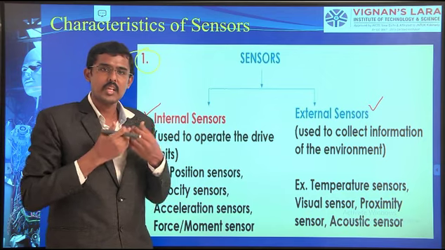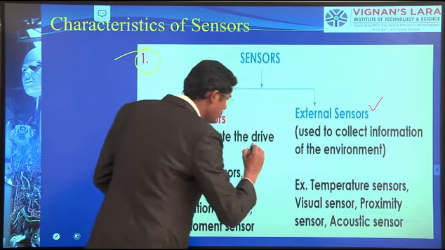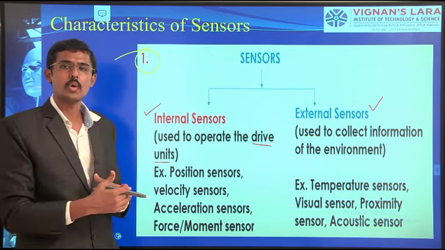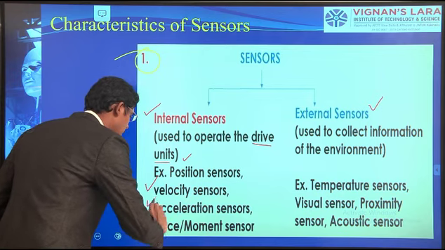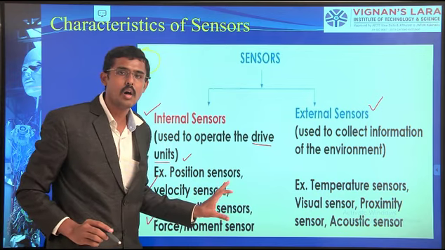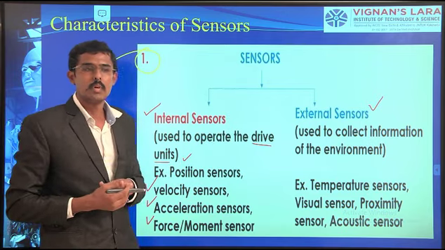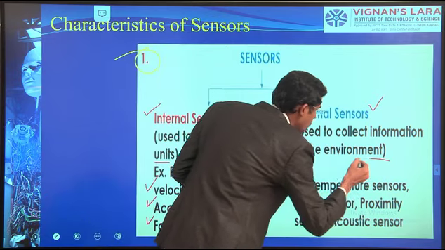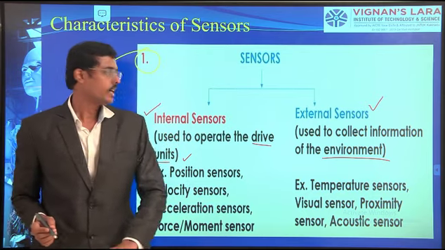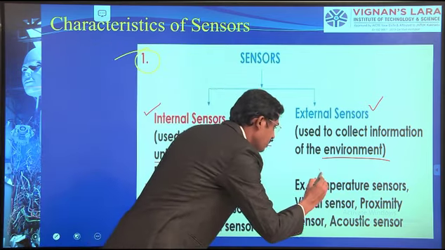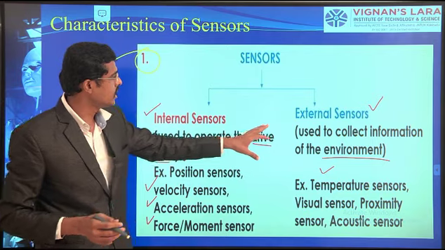The parts which measure what happens inside. Typically, these are used to operate the drive units. What are they? Maybe the positions, maybe the velocity, maybe the acceleration, maybe the force. These types of sensors belong to internal sensors. What is happening inside the machine setup, they count. But what is happening in the environment is known as external sensors. Right, you see, the temperature we have to measure from there, visuals, proximity sensors, acoustic sensors. These belong to the external sensors.